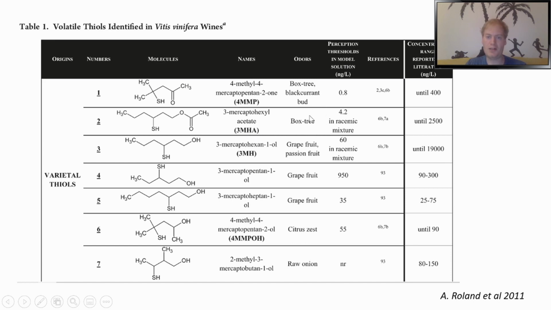3-MHA is the box tree aroma. In terms of perception threshold, 4.2, so 5-fold compared to 4-MMP, but also the concentration range is much higher, which is found in wine. And then 3-MH is this typically grapefruit, passion fruit odor, and you see here threshold 15-fold compared to 3-MHA, but also the concentration is much higher.